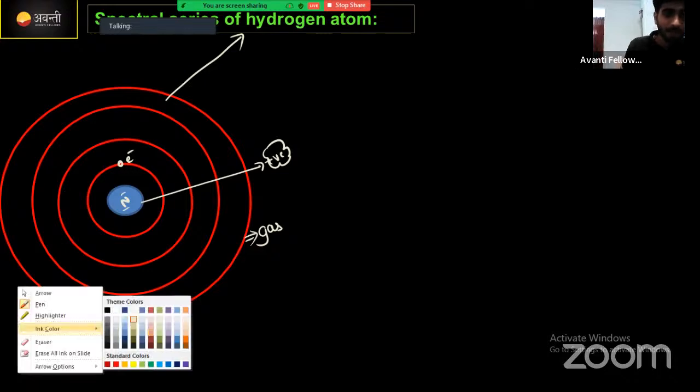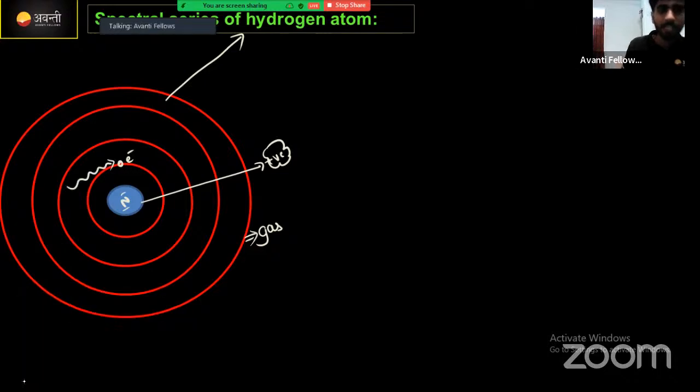If I supply some amount of heat, what am I supplying? I'm supplying heat here. If I supply some amount of heat to this electron, what will it do? Actually, it will absorb the heat. Correct? Heat is nothing but an energy here, guys. The energy will be absorbed by the electron. If the energy is absorbed by the electron, what will it do?